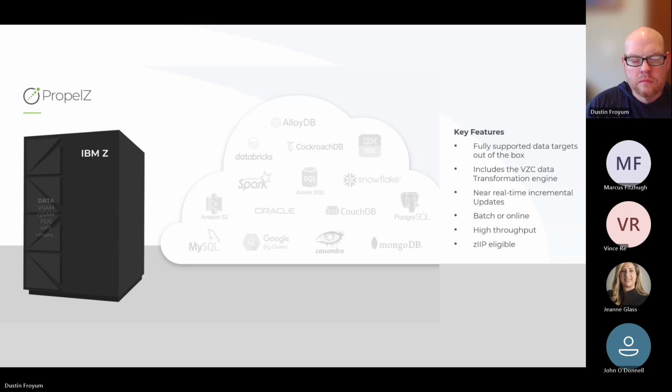Just moving through some of these other points. PropelZ is really simple to run. You can run it right from the command line if you want to. You can log into your mainframe, type in a PropelZ command: take this file using this metadata, and I want to go to this target, and it's done.